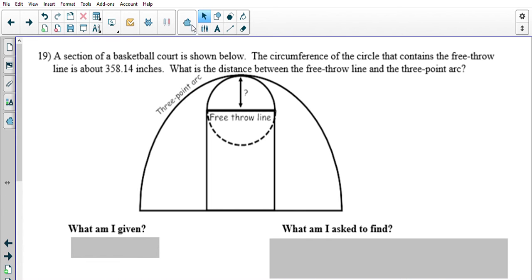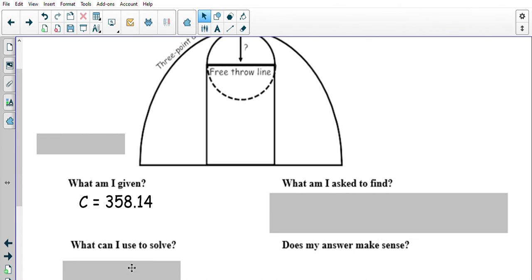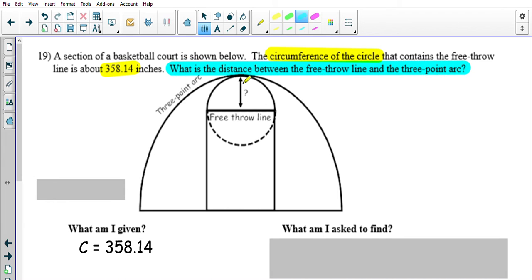So what are we given? Well, we know this is a circle that we're dealing with, but we're specifically given that the circumference of the circle is 358.14, which tells me, by the way, that I'm probably going to be using C equals 2 pi r as my formula. I'm asked to find, and I'm going to highlight this in blue, the distance between the free throw line and the three-point arc, this distance right here.